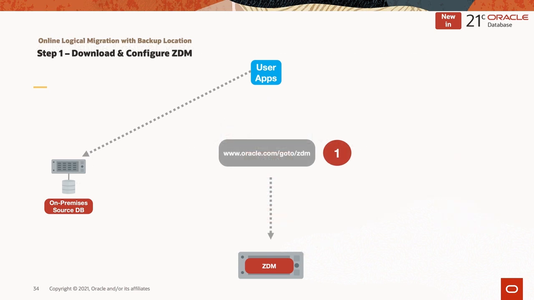The first step, of course, is to download ZDM, set it up on an Oracle Linux 7 box, and do all the proper configurations. That means pre-filling a response file with information of the on-premises source database, the target database cloud service, GoldenGate Hub information, backup location information, migration methodology, etc.